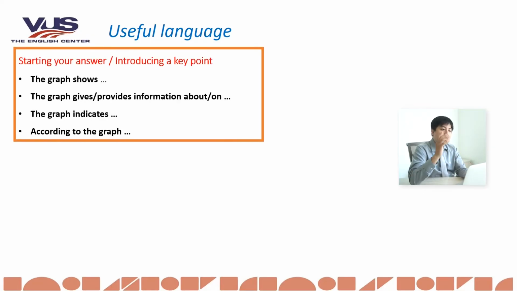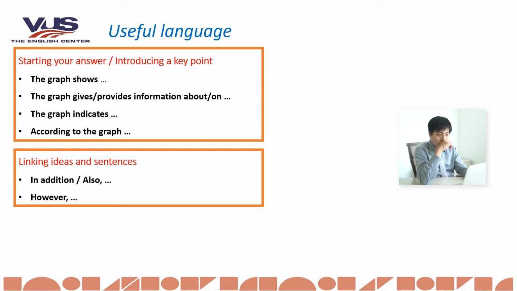We just discussed the useful language to describe the trends, and now we're looking at useful language to describe charts in general. In order to start your answer, to write the introduction, you can use different ways: the graph shows, the graph gives information about, the graph provides information about something, or the graph indicates something. And in order to link ideas or introduce new sentences, you can use in addition, also, all right? So you use it to introduce or to link the new ideas to the old ideas.